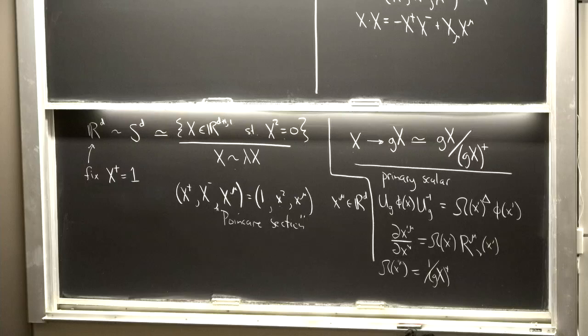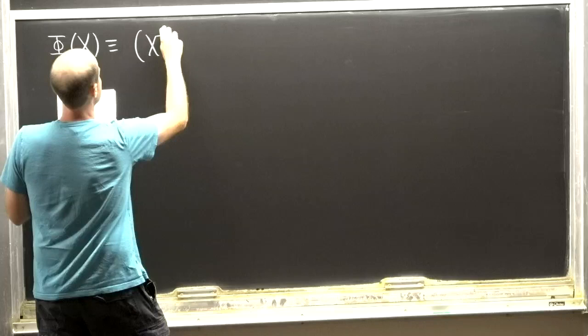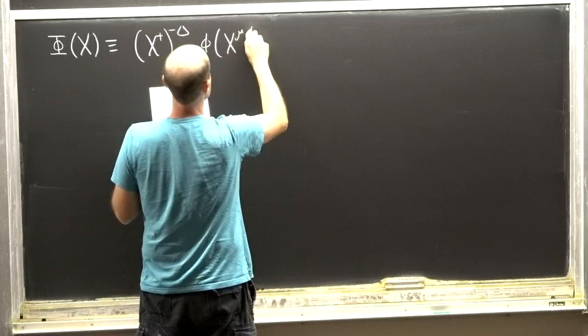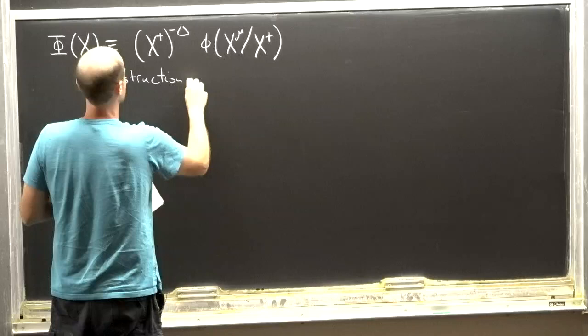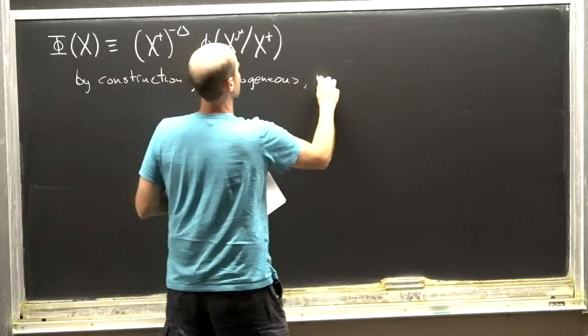Good. So we can take a primary scalar in flat space, it's a function of little x, and lift it to the embedding space in the following way. We define capital phi of capital X as capital X plus to the minus delta times phi of capital X mu divided by capital X plus. And so by construction, this is homogeneous with degree minus delta.